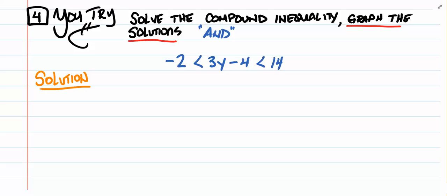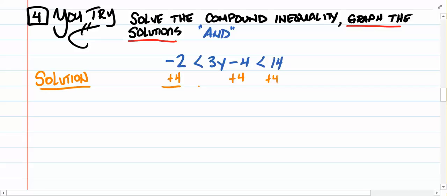Hopefully you got the right solution, but if not, here's how you would do it. I would add 4 here, I would add 4 to the left, and I would add 4 to the right. And I would do 3 almost little mini problems here. So -2 plus the 4 gives me 2. This is going to be less than 3y. This is going to be less than 14 plus the 4 gives me the 18.